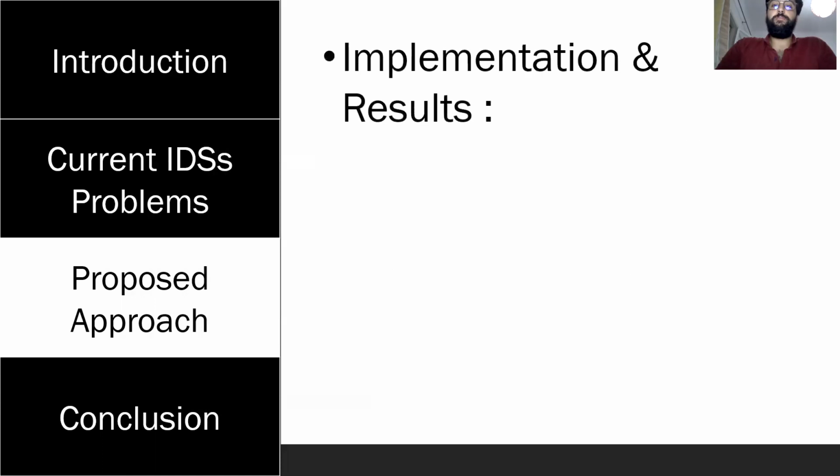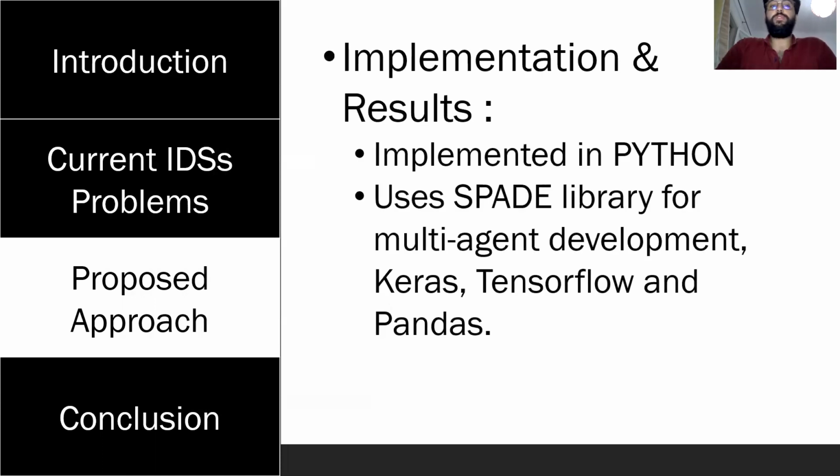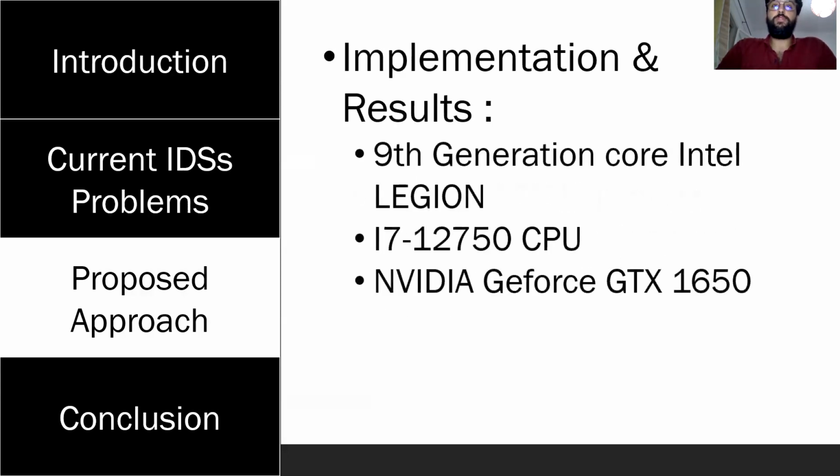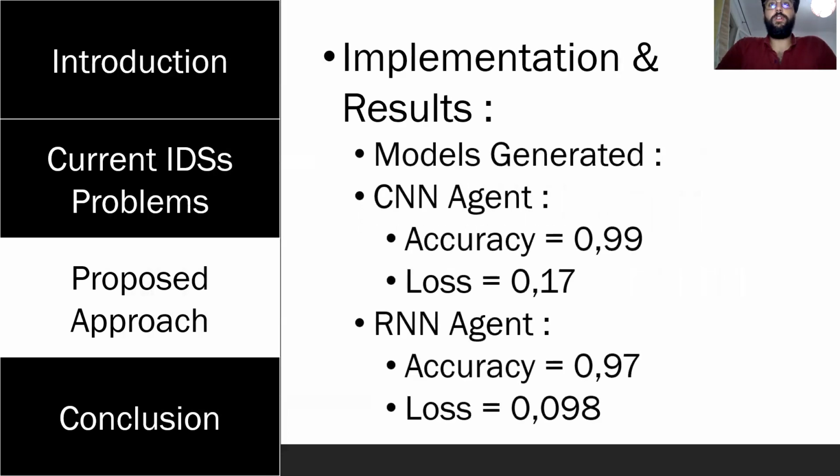In the implementation part, we used the Python language for its features in deep learning development. We also used the SPADE library for multi-agent development and Keras, TensorFlow, and Pandas for the deep learning features. The project was run on a ninth generation Intel Core Legion with an i7 CPU and an NVIDIA GeForce GTX 1650.